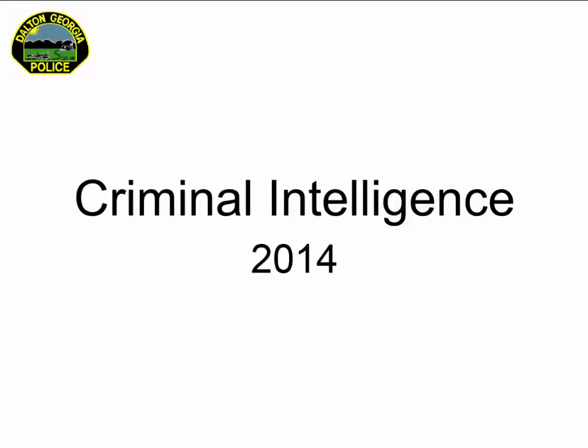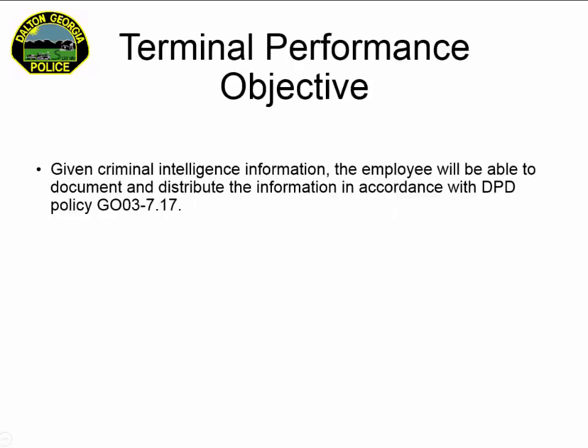This lesson is to inform you how the Dalton Police Department collects, processes, and shares suspicious incidents and criminal intelligence. The terminal performance objective for this lesson is, given criminal intelligence information, the employee will be able to document and distribute the information in accordance with DPD Policy 7.17.